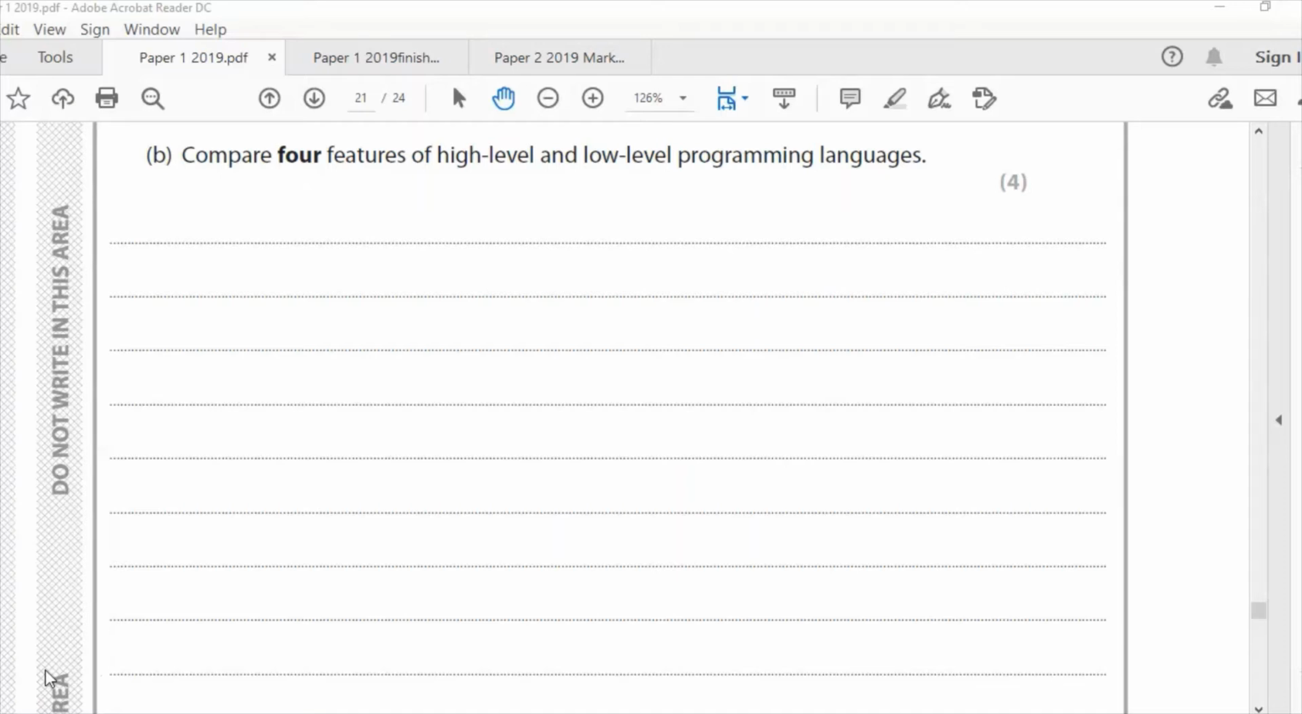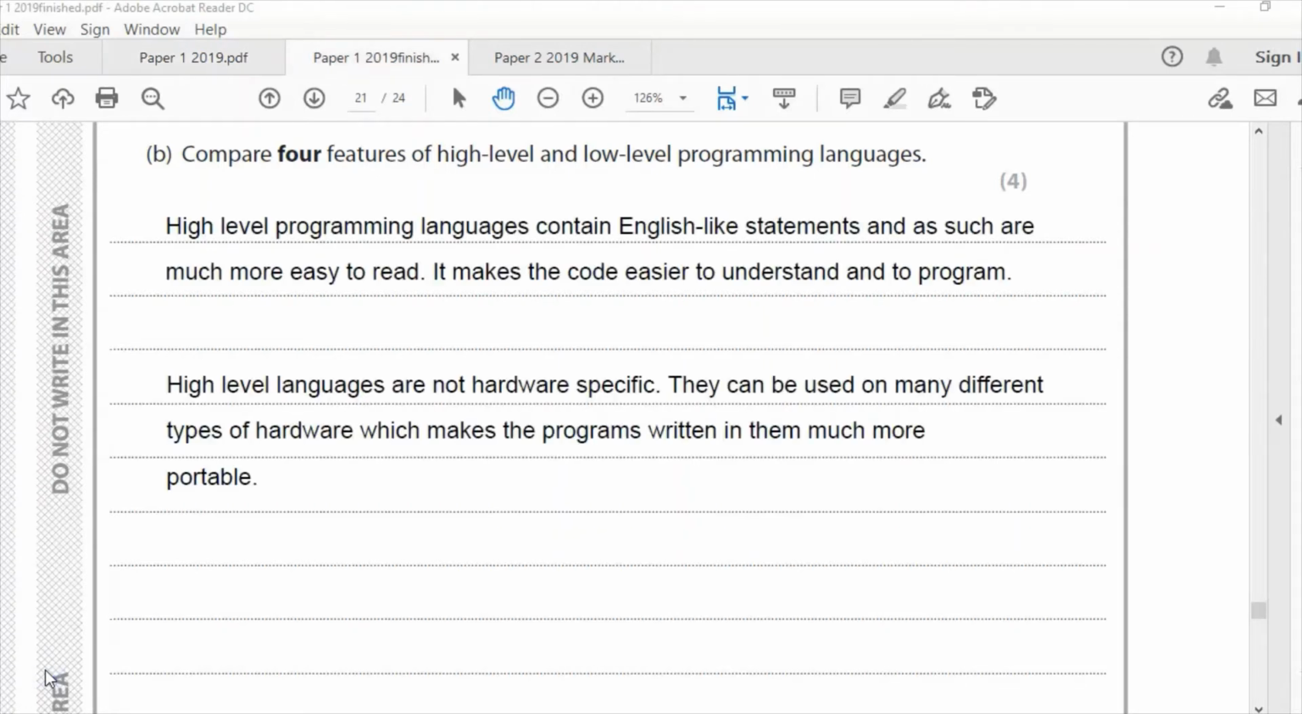Whereas with low-level languages, what you've got is not particularly easy to read. Machine code is in binary, so very, very difficult to read. Assembly language uses mnemonics, and though slightly easier to read than binary, isn't as easy to read as high-level programming languages. So the answer I've written down is: high-level programming languages contain English-like statements and as such are easier to read. You can also comment the code, which makes it easier to understand and to program.